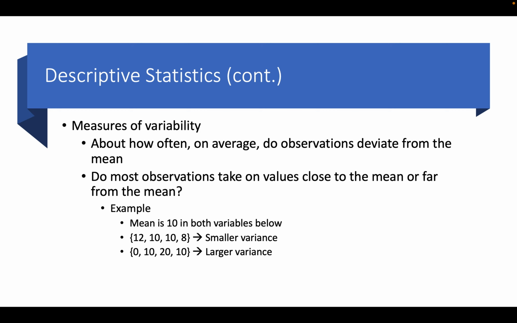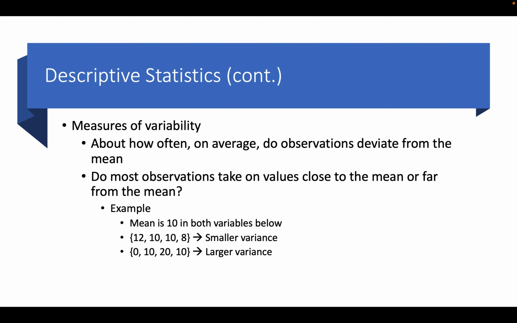We'll move to measures of variability. This is the second class of descriptive statistics. And variability simply asks us about how often, on average, do observations deviate from the mean value. So we're going to focus on the mean. Do most observations take on values close to the mean or far from the mean?